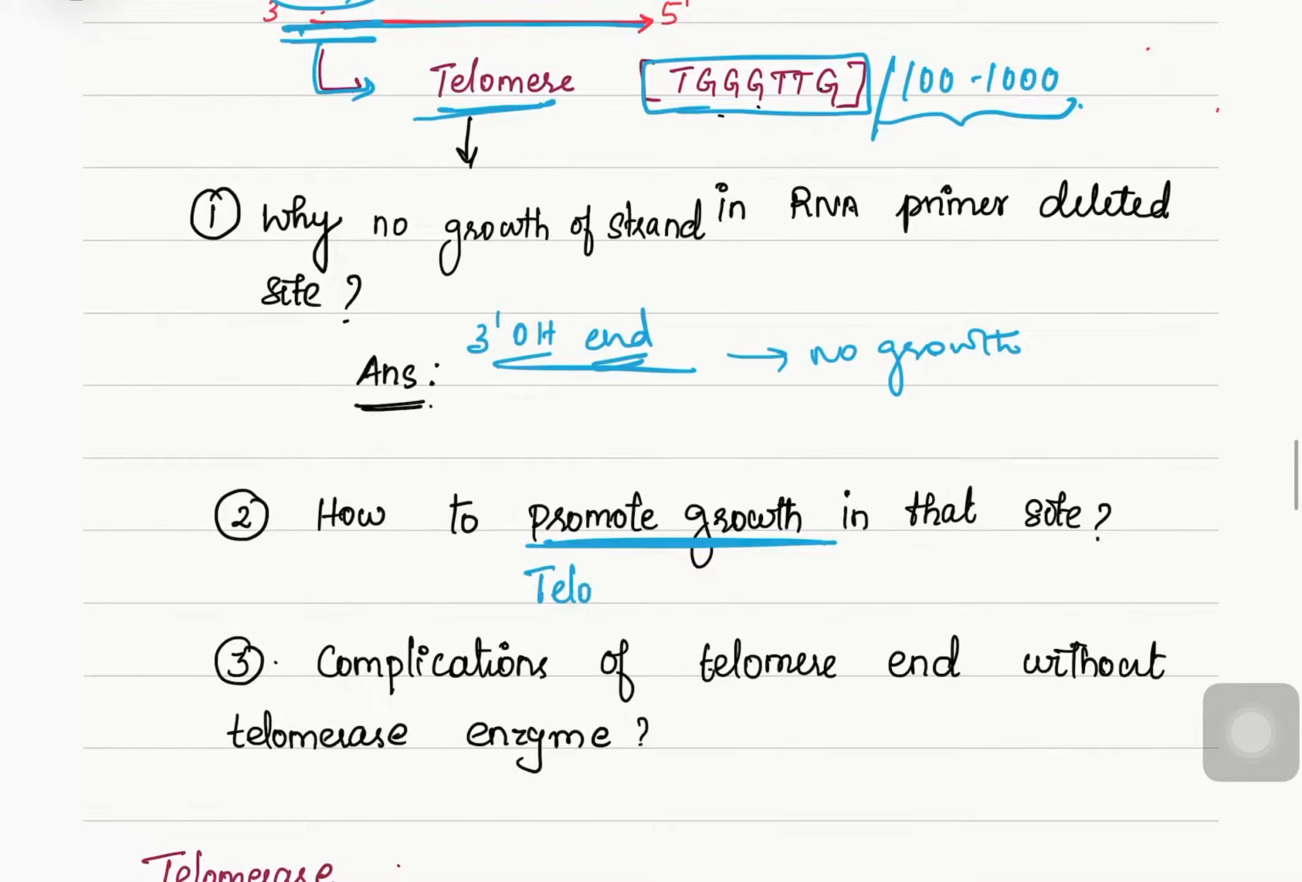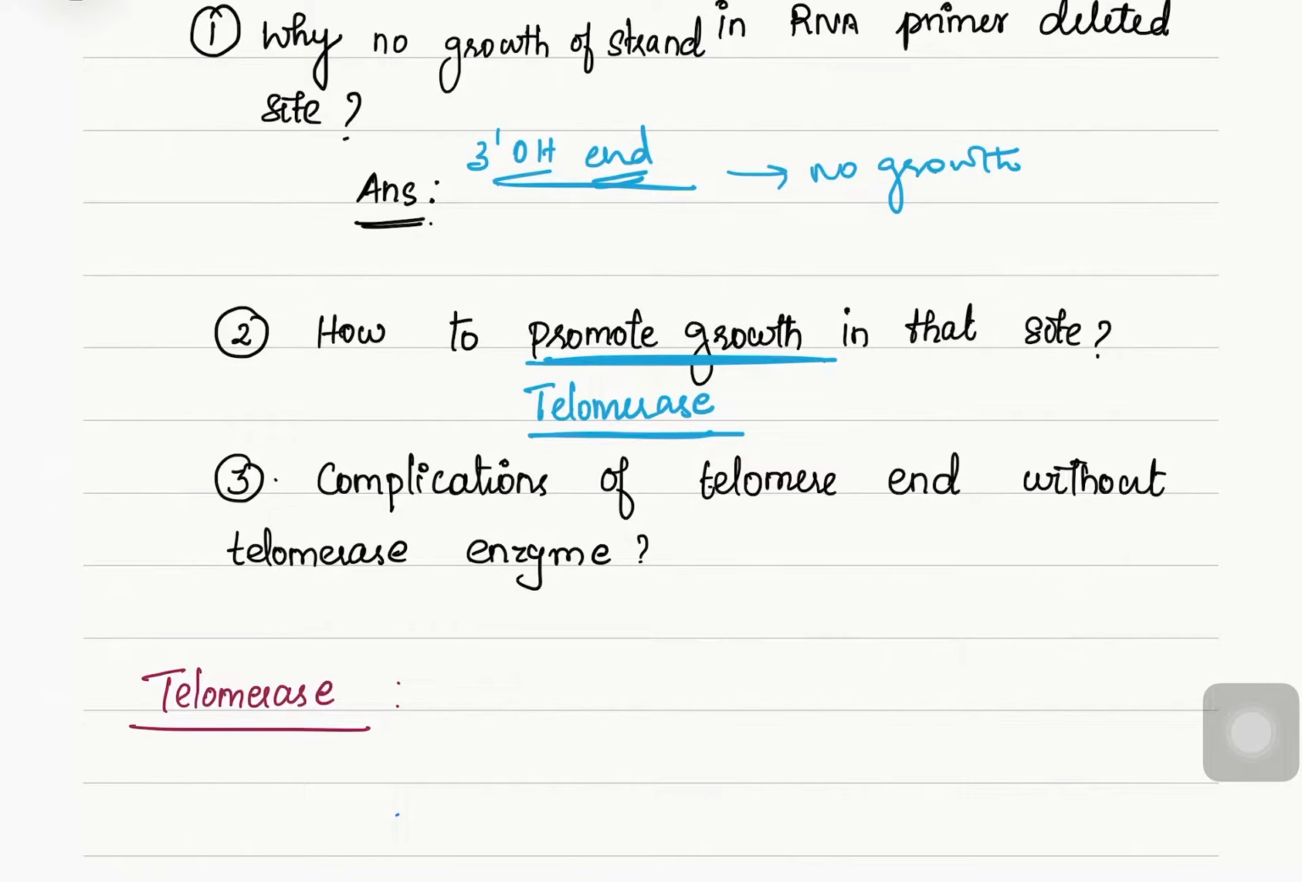Here comes an important enzyme called telomerase. This telomerase, which has two components, will help in synthesizing the strand at that initiation site, or at the telomere site. So next, what are the complications of telomere without telomerase enzyme? If there is no telomerase enzyme, there won't be any growth. If there is no growth, it will lead to shortening of DNA. If DNA is shortening in each and every cycle, it will lead to stoppage of the cell cycle, which we call aging. So this is very important.